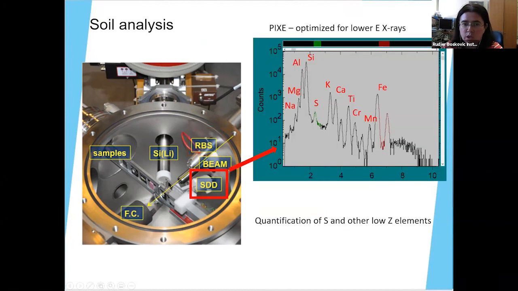Then we observe the SDD detector. This is the spectrum of the PIXE detector that is optimized for lower energy X-rays. As you can see here, you can see all the light elements like sodium, magnesium, aluminum, silicon, and sulfur, which is the focus of this study. And then potassium, calcium, titanium, chromium, manganese, and iron. But this part you see here, we basically don't see because the efficiency of this SDD detector is very low in this region because the detector is rather thin. So from this spectrum, we quantify the sulfur and lower Z elements.